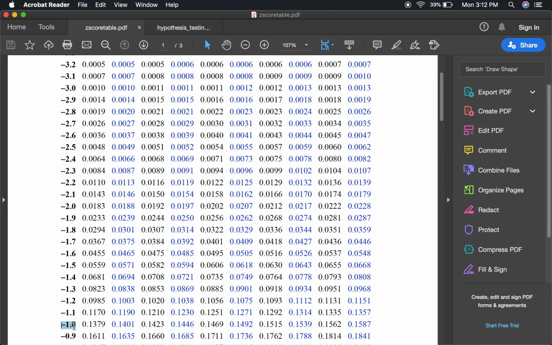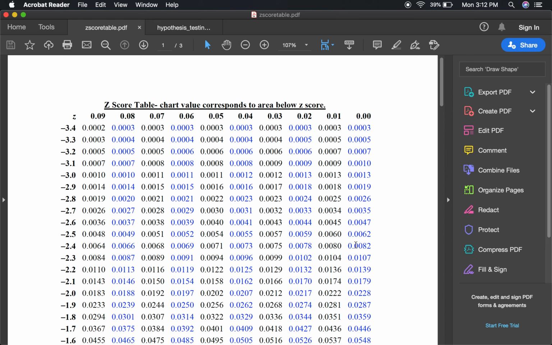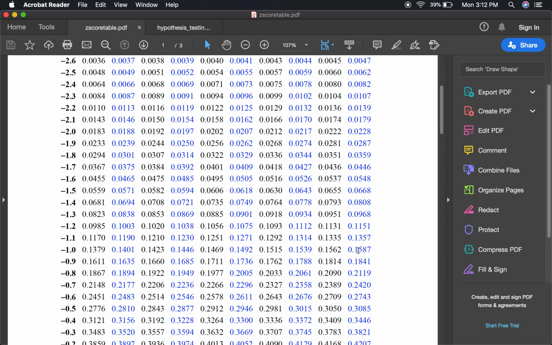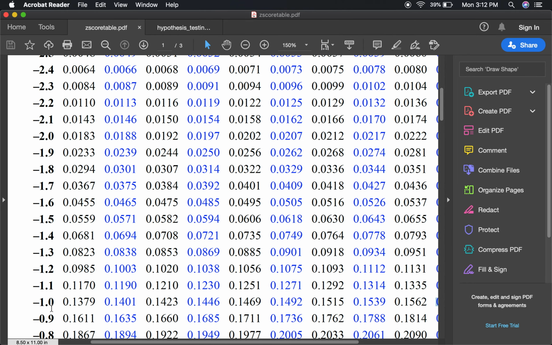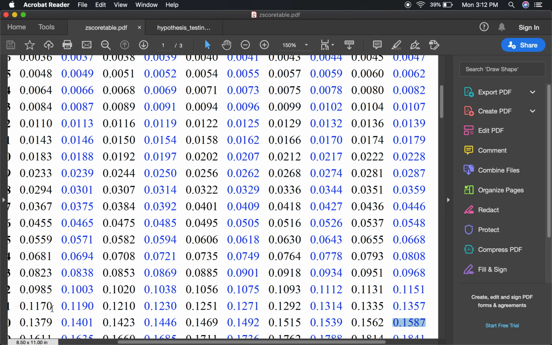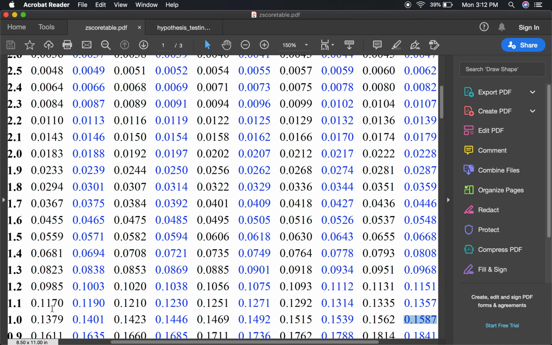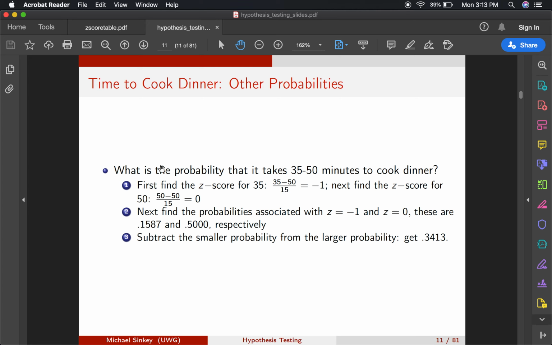So here's -1.0. Okay, so that's the row that I want to be in. The column is 0.00. That's over here. So I'm in row -1.0, column 0.00, and I get 0.1587.